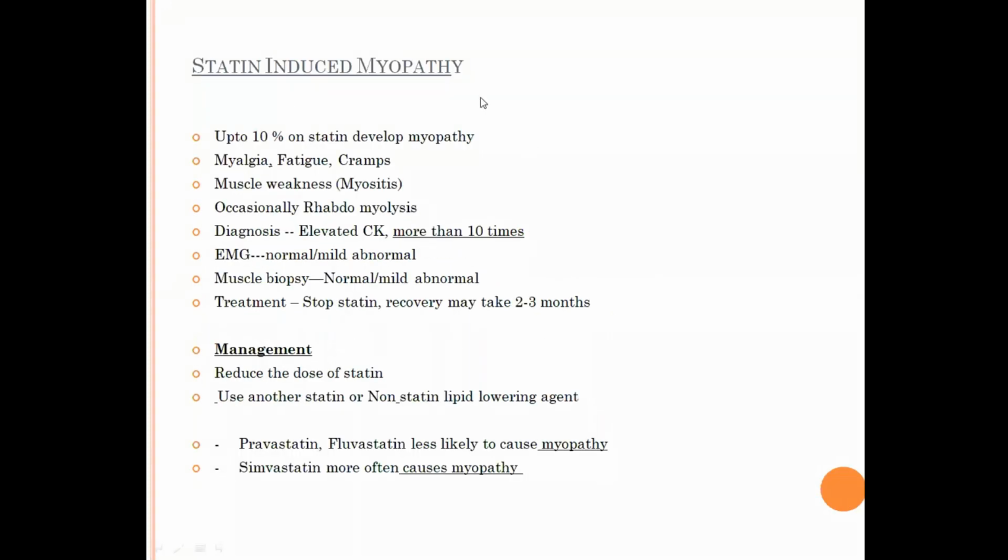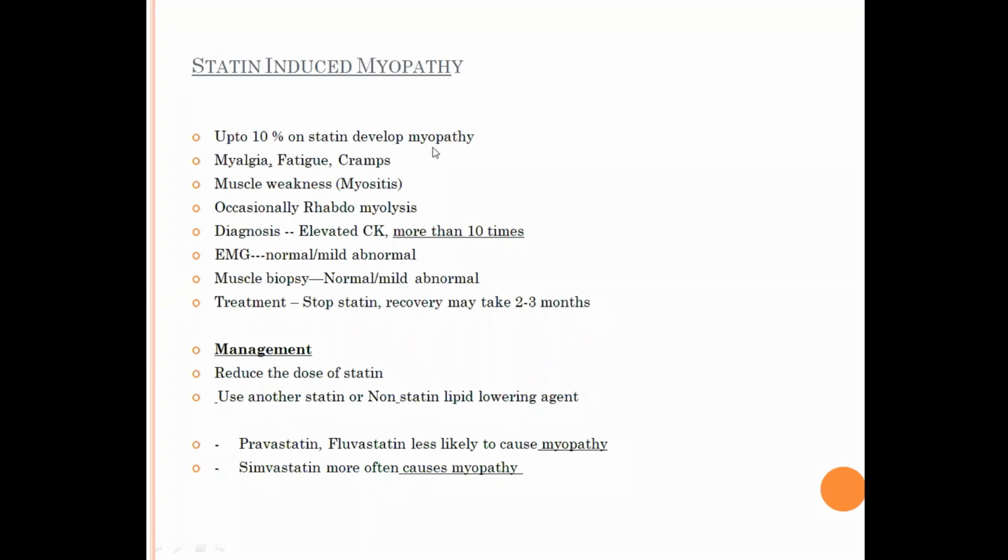Now, this is a very important one: statin-induced myopathy. Nowadays, everybody is on statin. Even though cholesterol levels are not high, people are taking statin. This is a multi-billion-dollar business, statins. 10% of them develop myopathy, but a good number of them develop pain in the thigh muscles, fatigability and cramps. These are very common: myalgia, fatigue and cramps.